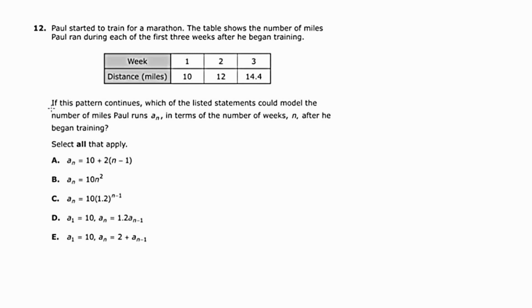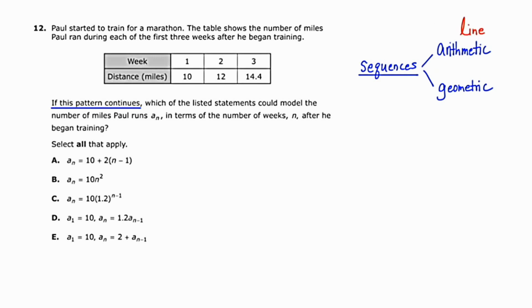So the first thing that I notice when I read this problem is the phrase, if this pattern continues. And this phrase signals to me that this is going to be a question about sequences. Now there are two basic types of sequences. One is arithmetic and the other is geometric. The graph of an arithmetic sequence, if you were to plot the points, would look like a line. If you were to plot the points of a geometric sequence, the graph would not look like a line, but it would look like an exponential function. Now, to decide what kind of sequence you have, you have to look at the data given to you.